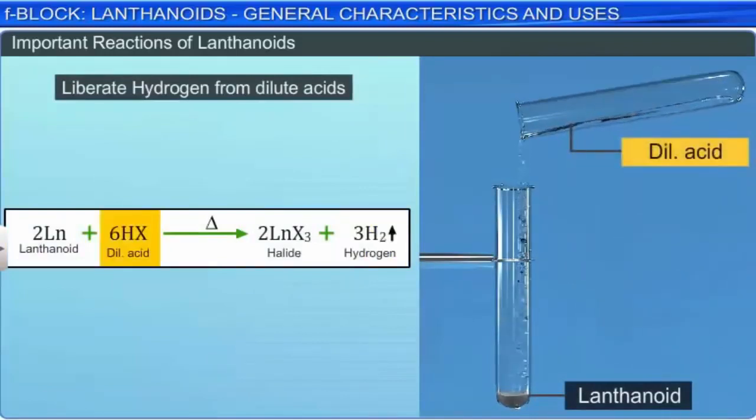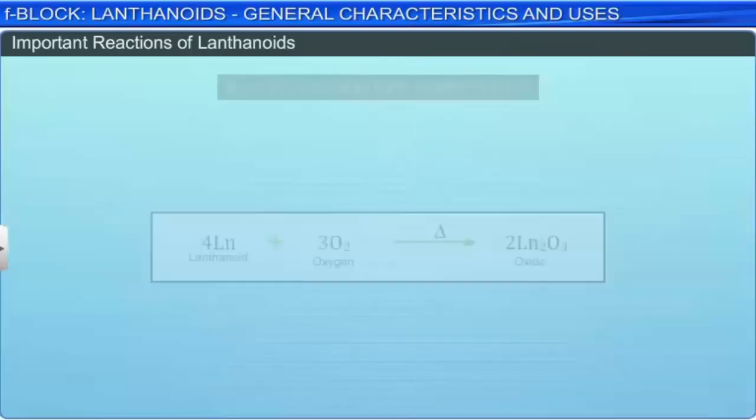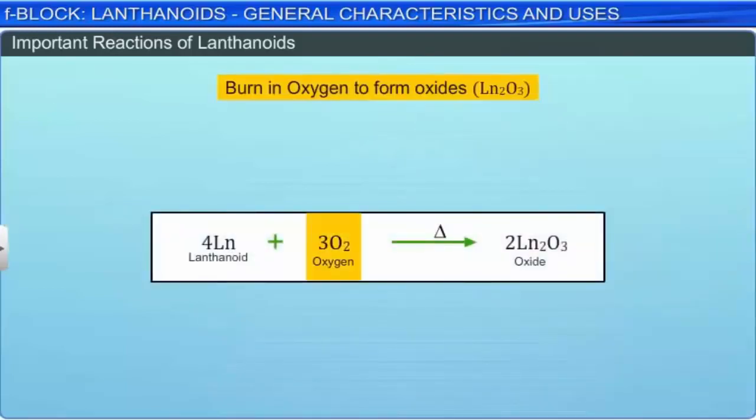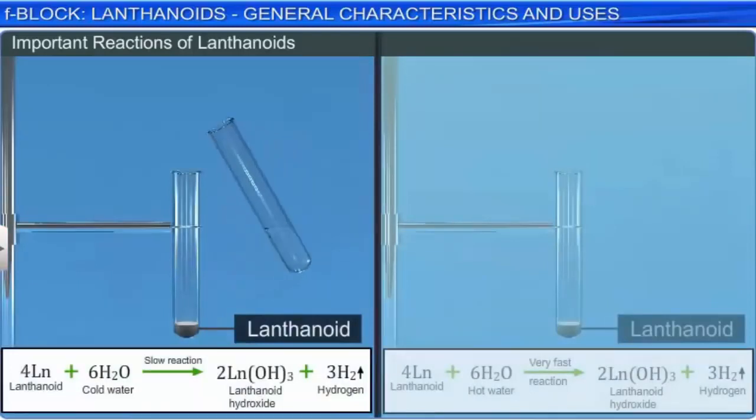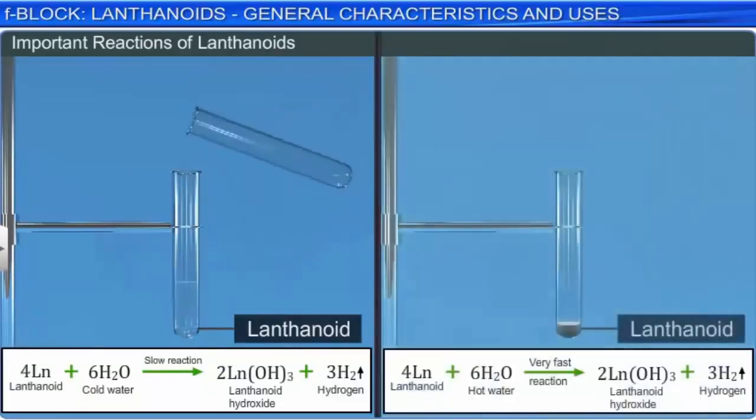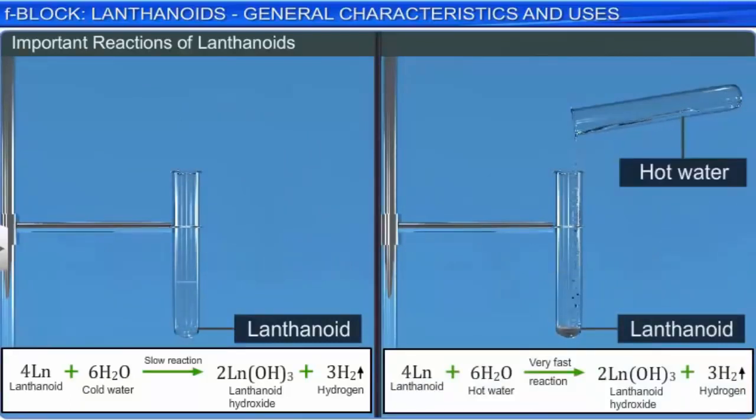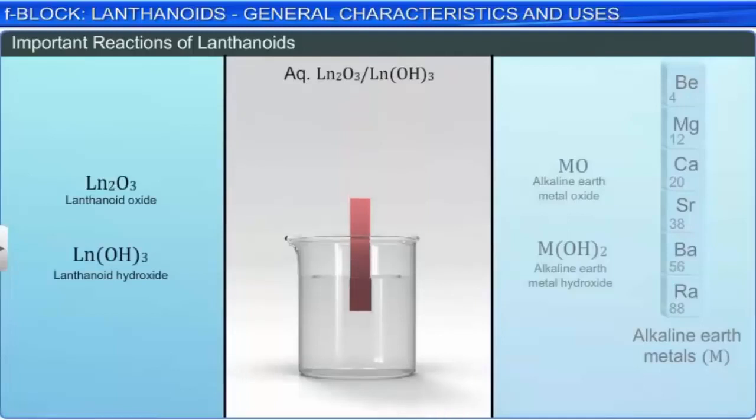They burn in oxygen to form oxides of the type Ln2O3. They react slowly with cold water but more rapidly with hot water, and liberate hydrogen gas. The lanthanoid oxides and hydroxides are basic in nature, like alkaline earth metal oxides and hydroxides.